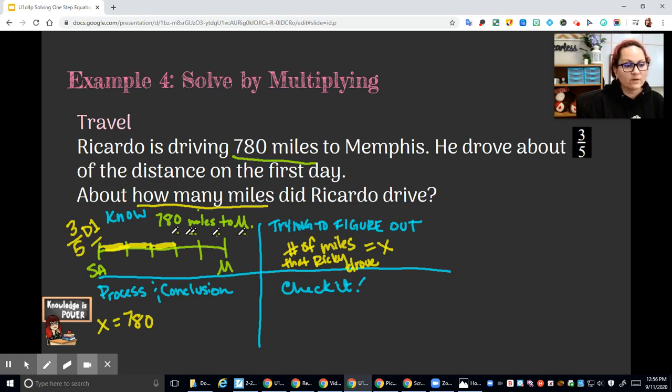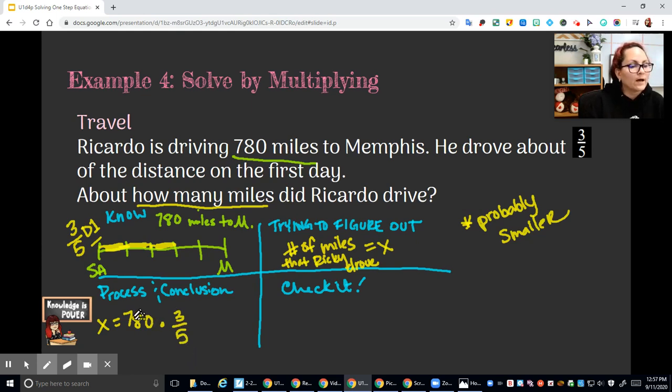Okay. If he only made it 3/5 of the way, right? He didn't make it the entire way. We know the whole way is 780. If he made it just part of the way, it's probably a smaller number. So I'm going to make a note. Hey, probably smaller. If I got a bigger number, I probably did something wrong. Probably smaller, right? Okay. So now, if I multiply by 3/5, then that should do it, right?